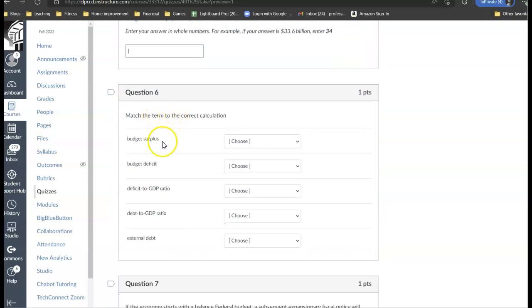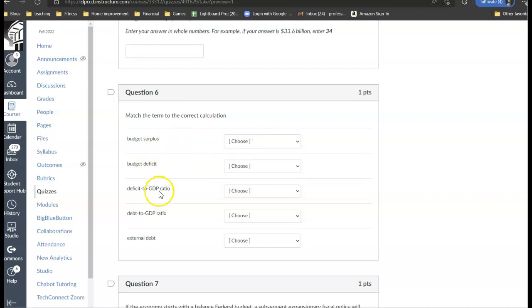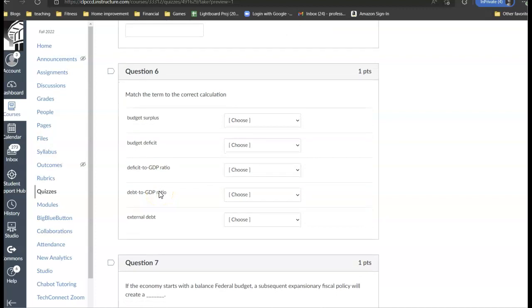Here, this is pretty straightforward. I'm just asking you to match terms with these particular definitions. You should be able to find these in your textbook, that particular chapter, Chapter 12.